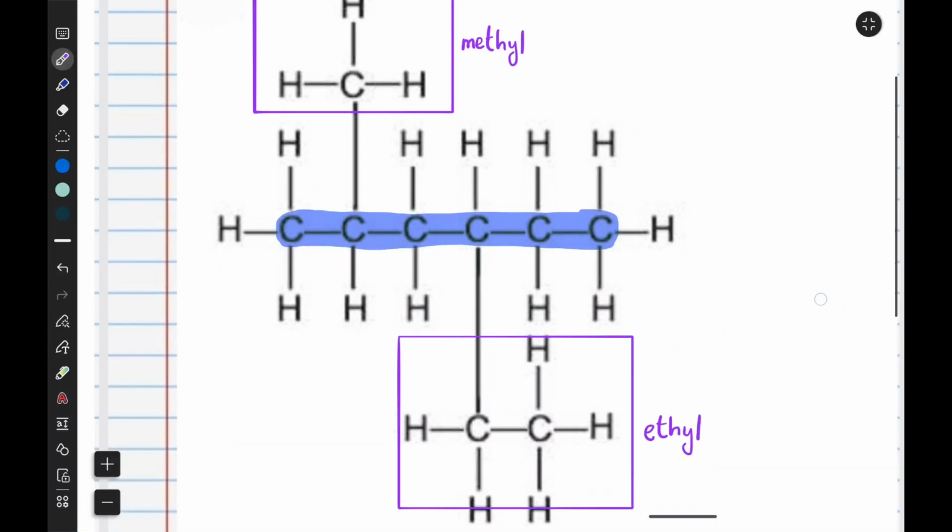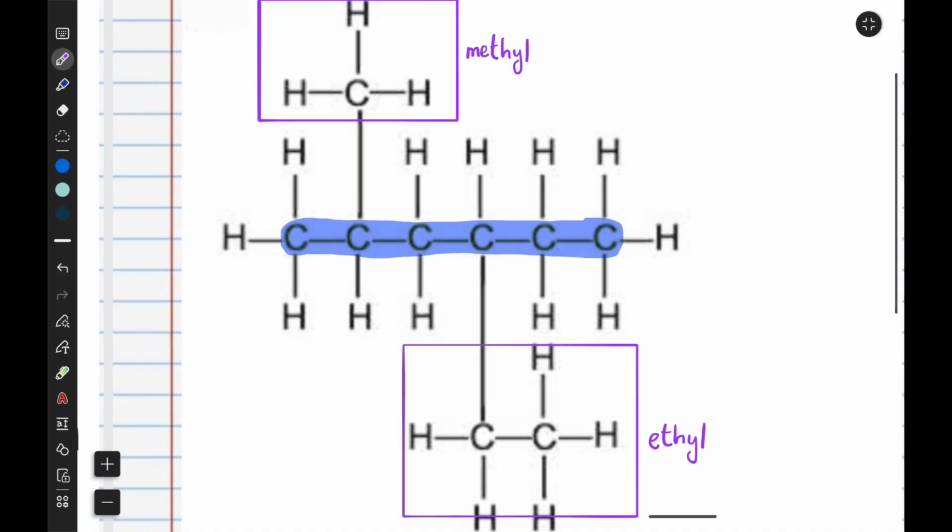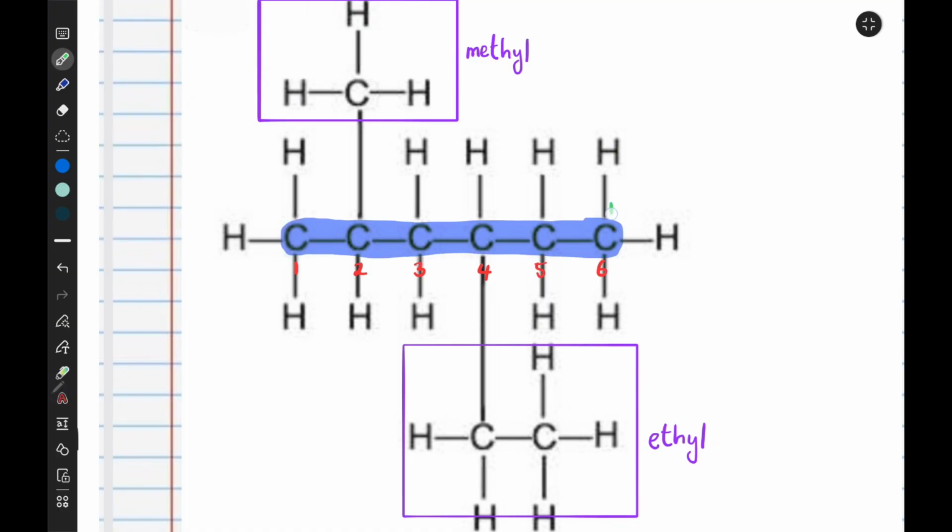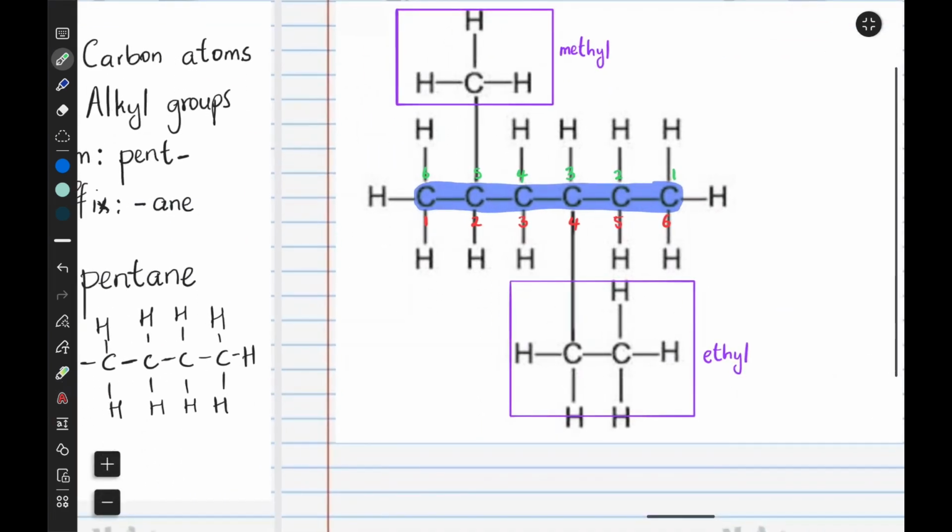We will number such that it gives ethyl the preference, because ethyl comes first alphabetically. E comes before M. So if I start numbering from left to right, I will get 1, 2, 3, 4, 5, 6. My ethyl is number 4. Now what if I number from right to left? I'll get 1, 2, 3, 4, 5, 6. So my ethyl will be number 3 in this case. So I choose to number from right to left, the green one.